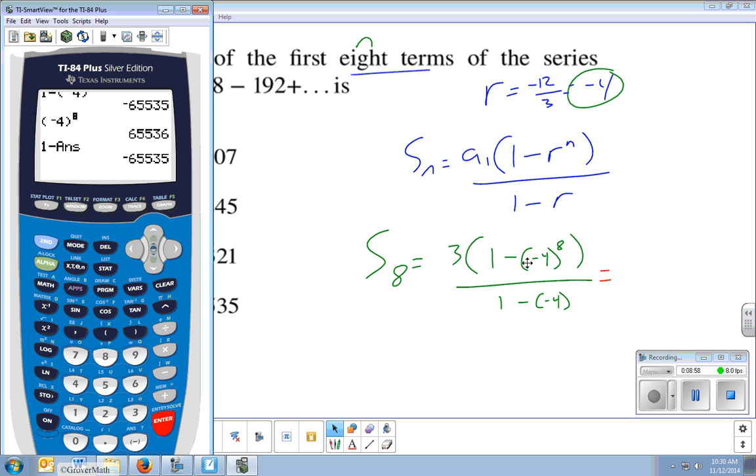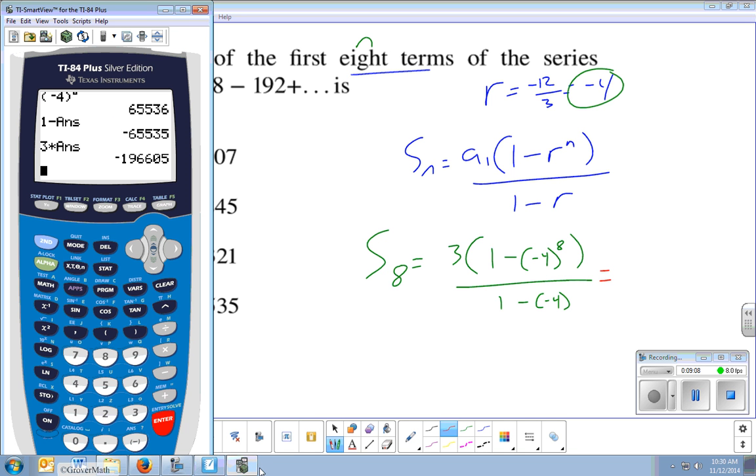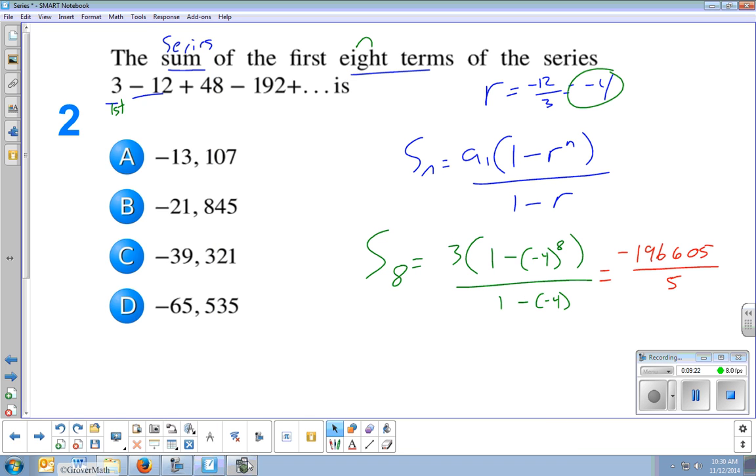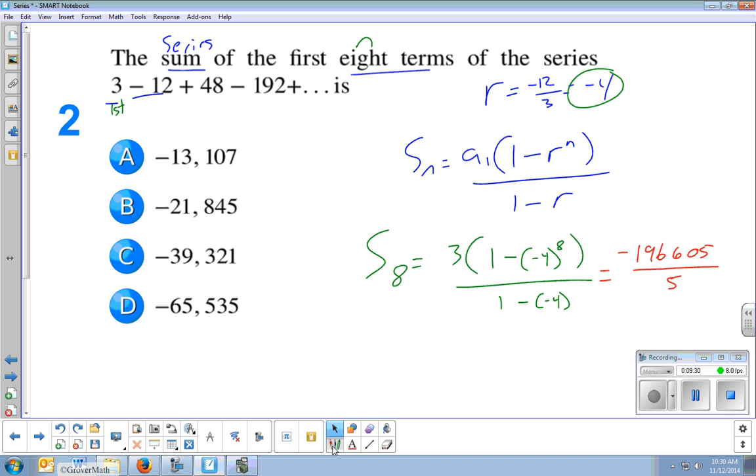And so that's this number here, and it's 3 times that. So 3 times that gives me this whole thing. And I'm actually going to write this number down. Negative 196,605, over 1 minus negative 4, which is really 1 plus 4 because the minus negative, divided by 5. And so now I will take this number and divide by 5 to get my answer of negative 39321. So that's my answer for that.